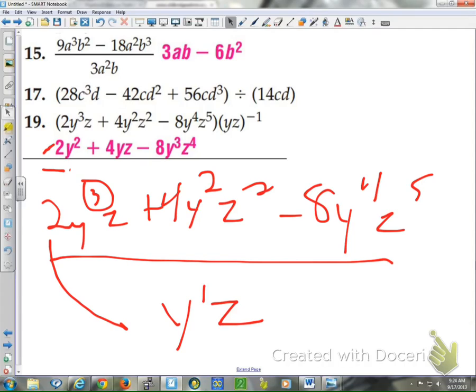4 divided by 1 is 4. What? Where do you get y1 on the bottom? Well, why is there not a 1 next to the z? The parentheses is separate. I just wrote that in there just as we were doing it. Really, anytime there's no power, you just assume it's a 1. I just wrote that in there for a second.